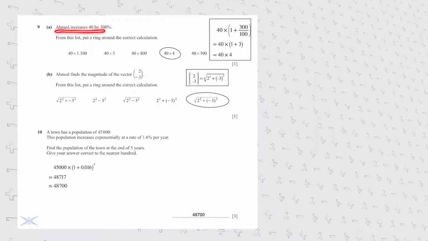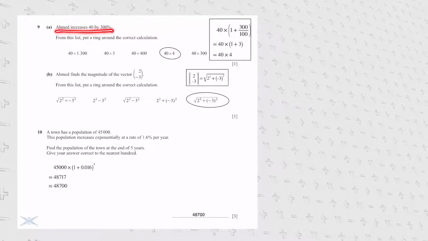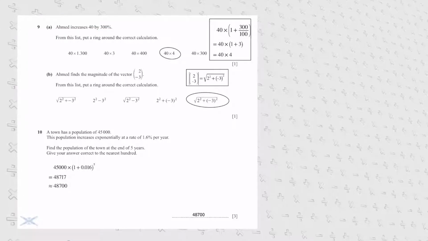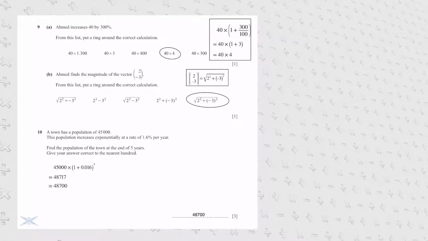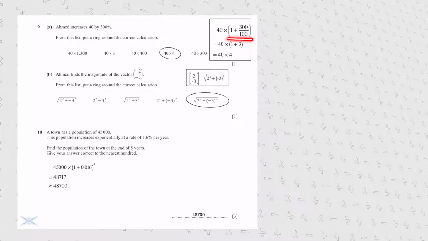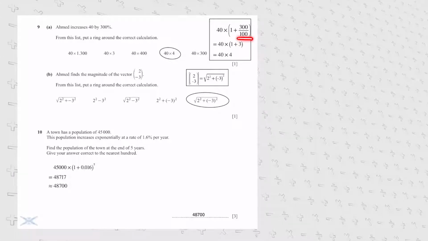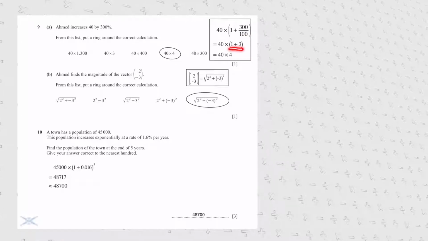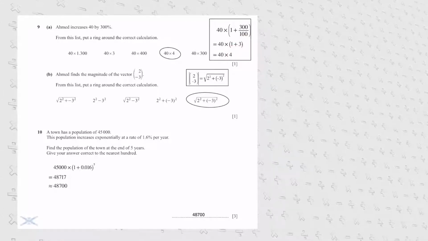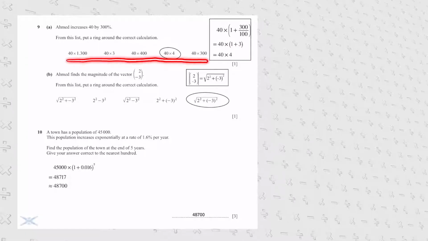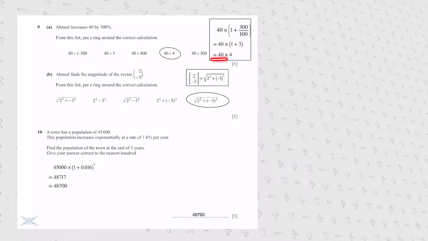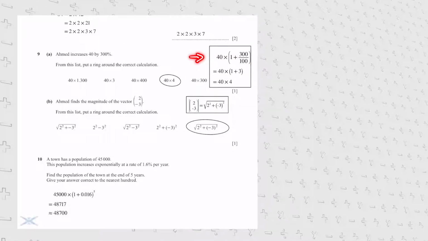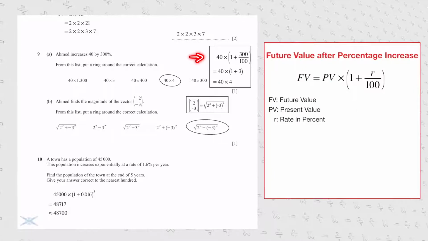In exercise 9a, we need to perform a percentage change, as Ahmed intends to increase 40 by 300%. In order to do so, we take Ahmed's 40 and multiply it by the expression inside of the parentheses. From there we simplify 300 over 100, which equates to 3, and after that we just simplify the sum within the parentheses, which equals 4. And taking a look at all of the options provided, we can clearly state that 40 multiplied by 4 is the correct solution. We can calculate this percentage change with the help of the formula that will be provided on the right-hand side of the screen.